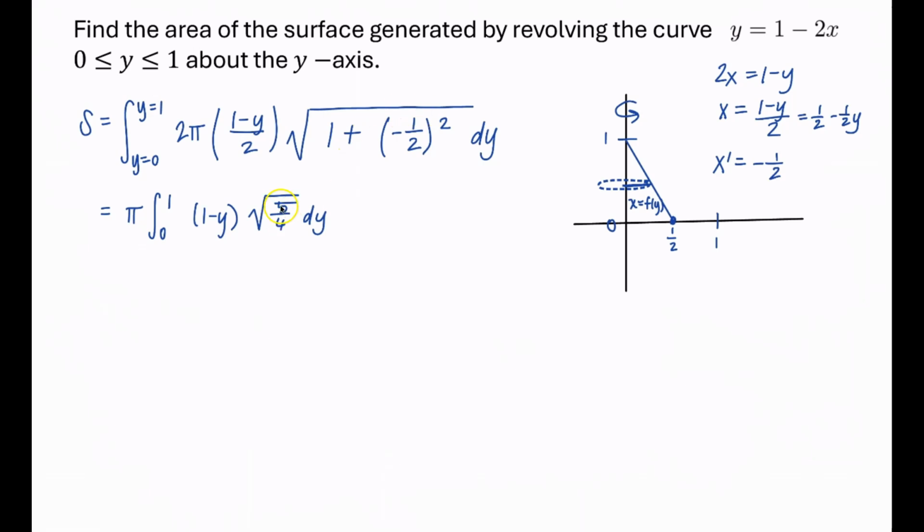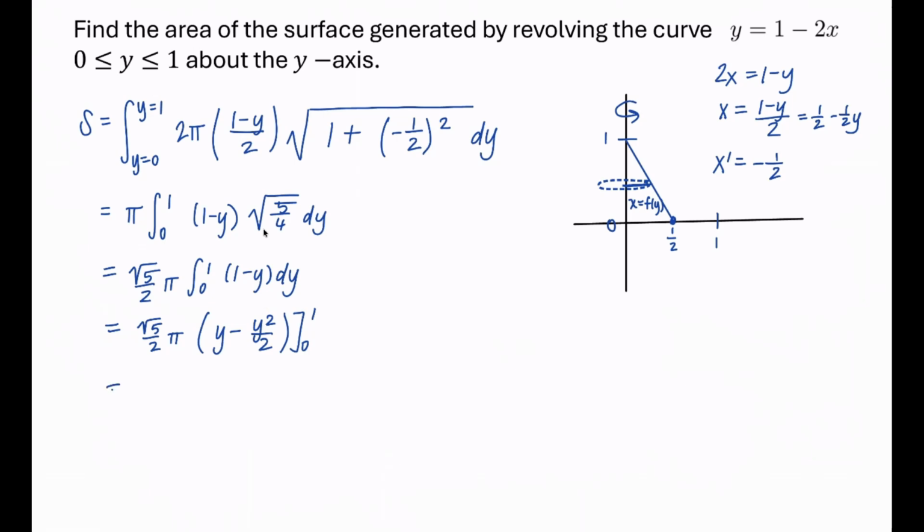The square root of 5 over 4 is the square root of 5 over just 2. So let's pull that to the front. So I have the square root of 5 over 2 pi. And then I'm just integrating 1 minus y dy. And so if we do that, we'll leave rad 5 over 2 pi, and then we have y minus y squared over 2, evaluated from 0 to 1.